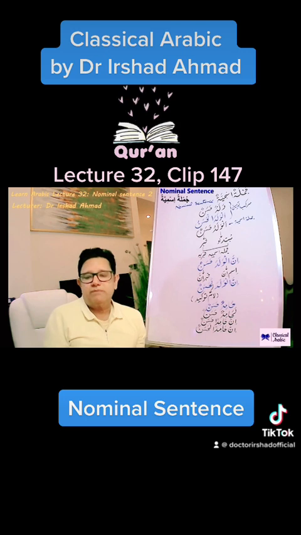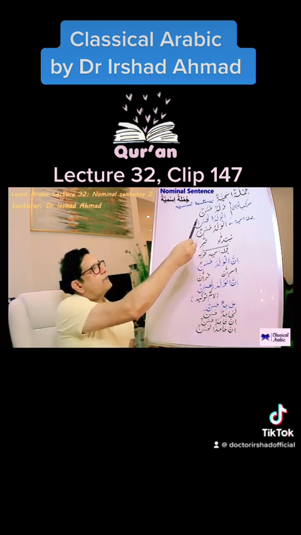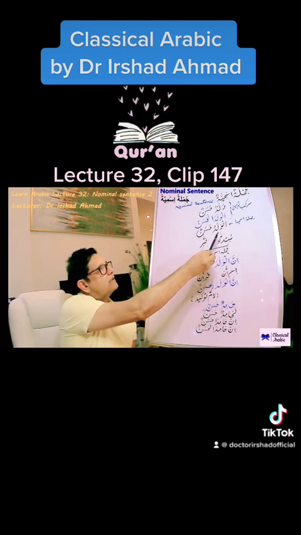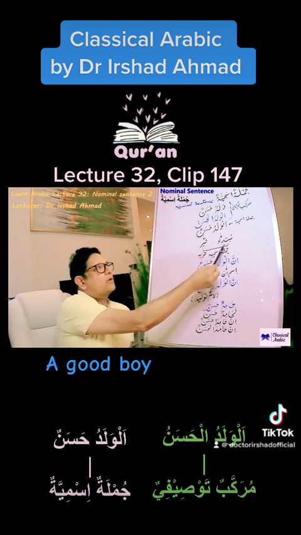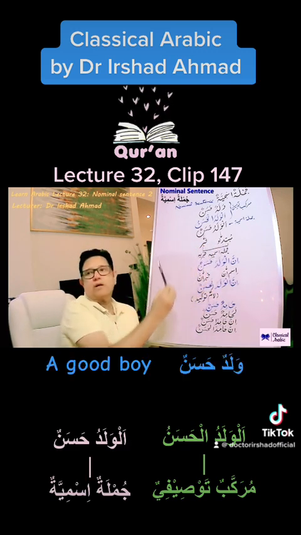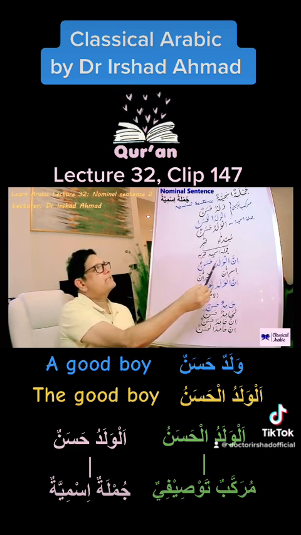So Jumla Ismiya has two components. It has two nouns put together in a special way. The first noun is called Mubtada and the second noun is called Khabar. We'll come back to that in a sec.